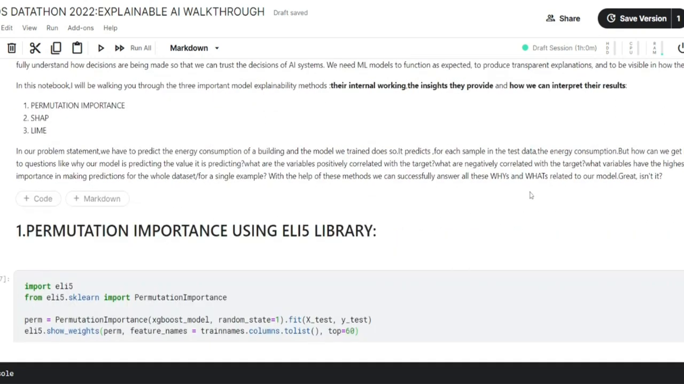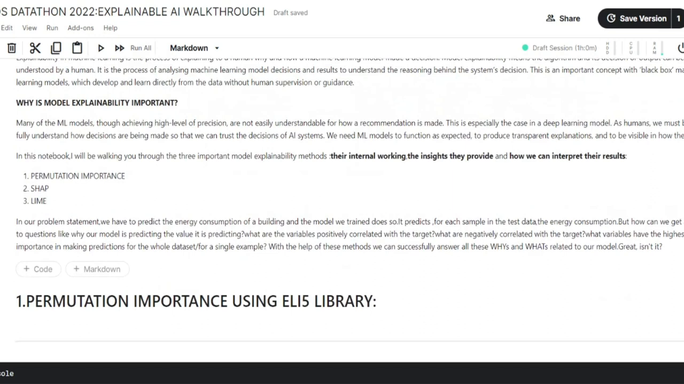In this notebook, I have illustrated the three important model explainability methods. There is a walkthrough of the three methods, in detail their internal working, the insights they provide, and how we can interpret their results. The three important model explainability methods that we are going to discuss are: the first one is permutation importance, the second one is SHAP, and the third one is LIME.